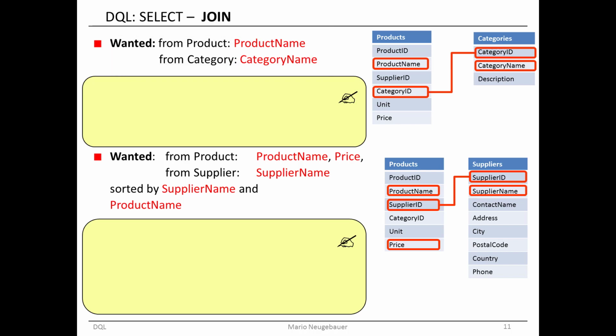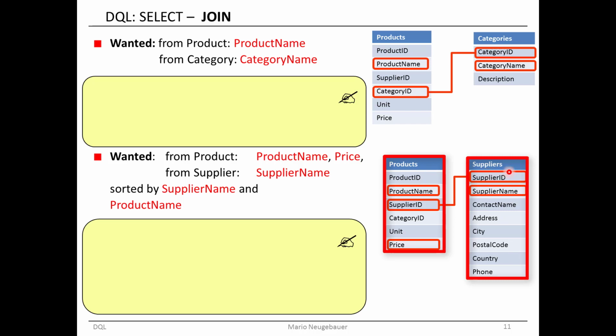And now the first question is how to connect it by the join, with what kind of condition. The second task is about products and suppliers. So suppliers somehow deliver the product, and there is a supplier ID in the suppliers table and a supplier ID in the products table. This is a foreign key here and the primary key here. And both tables are connected by these supplier IDs.